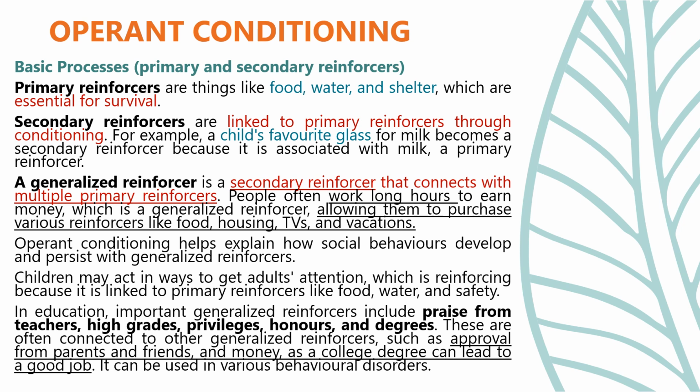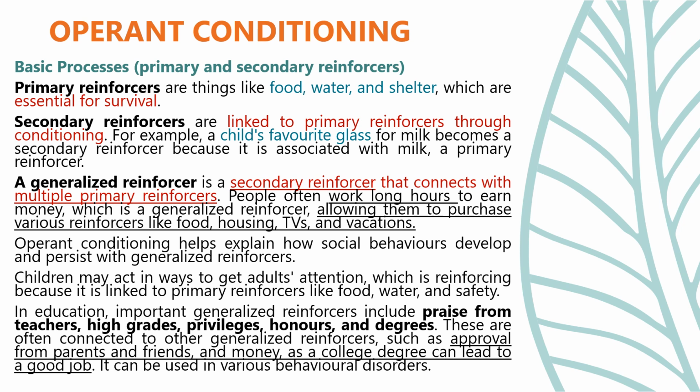A generalized reinforcer is a secondary reinforcer that connects with multiple primary reinforcers. In the secondary reinforcer, there is only one thing connected, which is milk. Now in the generalized, it is connected with many. For example, a person often works long hours to earn money, which is a generalized reinforcer. With this money, one can purchase various reinforcers like food, house, TV, vacations. So the generalized reinforcer is working long hours.